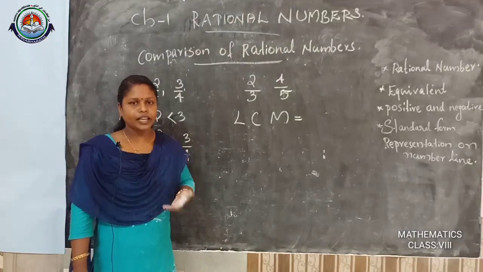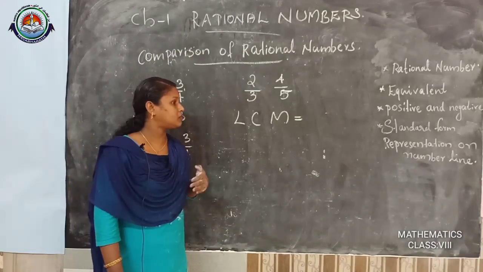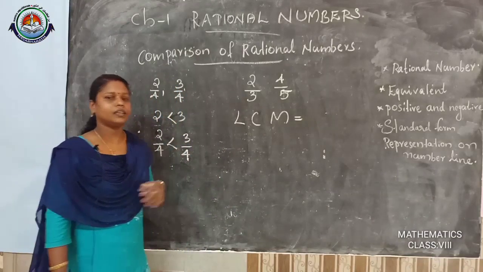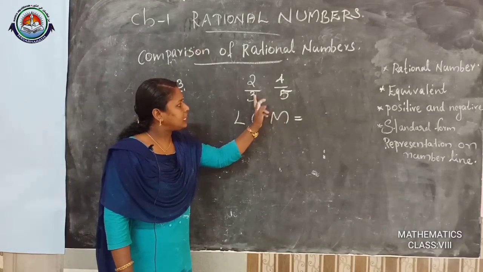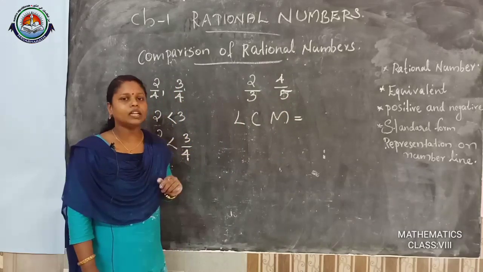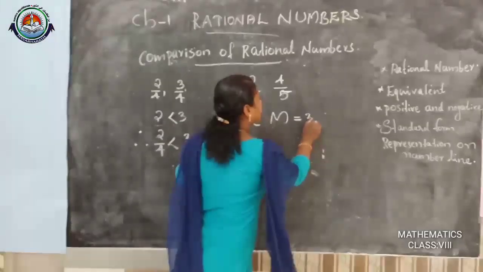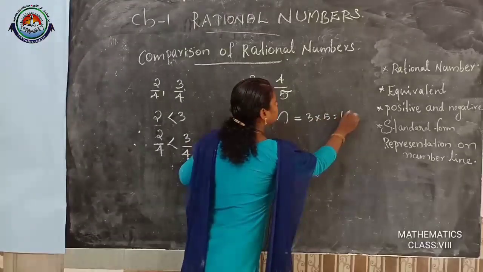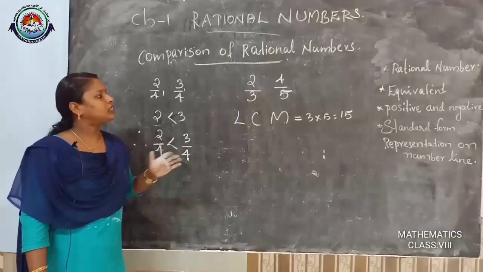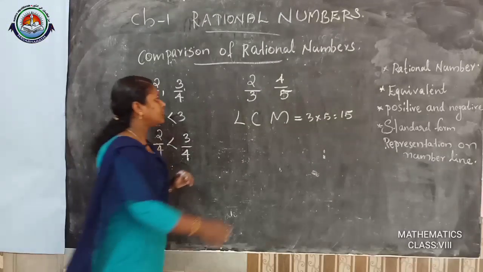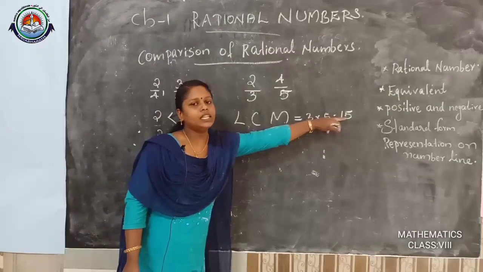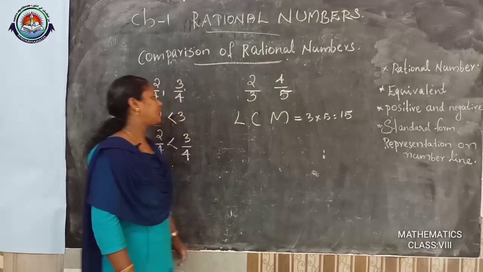Do you know how to find LCM? We already studied from 5th standard onwards how to find LCM. So here for 3 and 5 there are no common factors. So just multiply 3 and 5. 3 into 5 equal to 15. That is, 15 is the LCM of 3 and 5. Then rewrite these rational numbers with 15 as the common denominator.